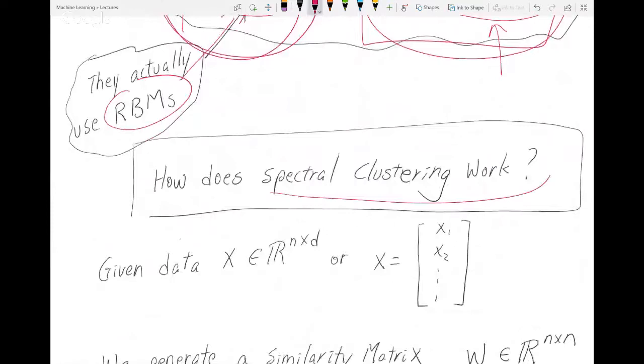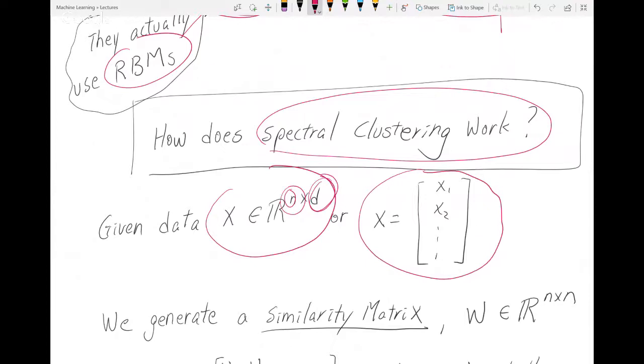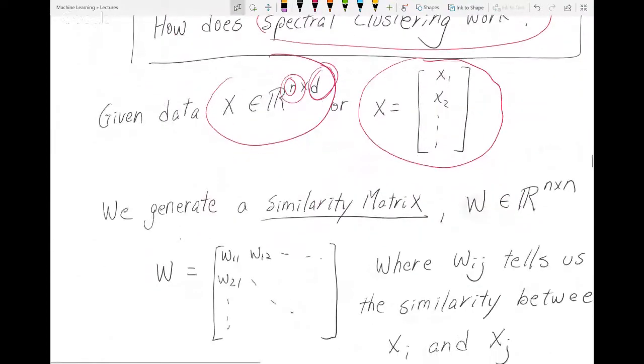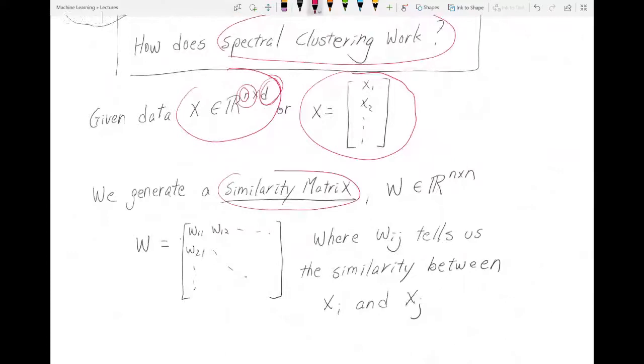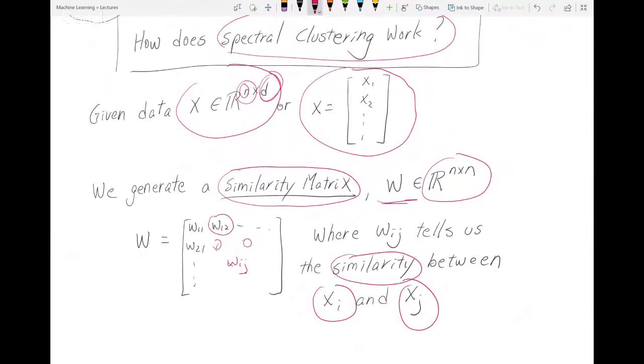So how does spectral clustering work? First, given some data x in some dimension d and with n number of samples that looks something like this, we generate this thing called a similarity matrix, W, which is an n by n matrix. And each element in this, like let's say this one, Wij, actually tells us the similarity between xi and xj. So this one, for example, W12, tells us how similar they are. And if they're similar, it also implies that they should belong in the same cluster.